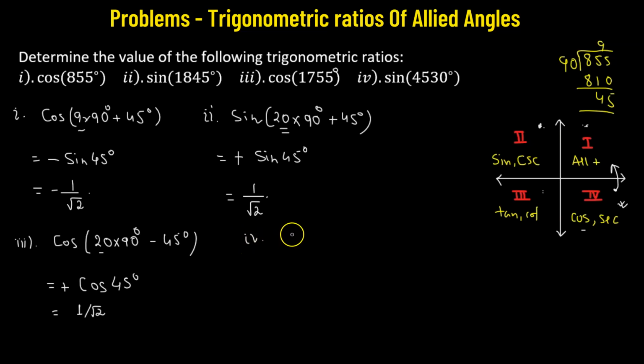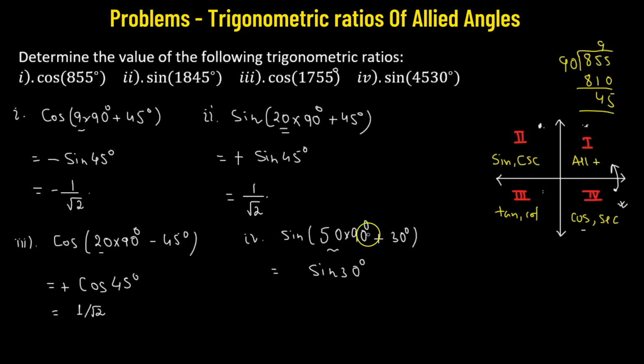Now we have sine 4530 degrees. We have 50 multiplied by 90 degrees, so that's 4500, and we are still short of 30 degrees. So we add 30 degrees, and this gives us 4530 degrees. This time we have an even multiple of 90 degrees, so sine will remain as sine, and the angle will be 30 degrees. Now we have to look at which quadrant it lies in. For 50 times 90 degrees, the nearest whole number closest to 50 that is a multiple of 4 is going to be 48.